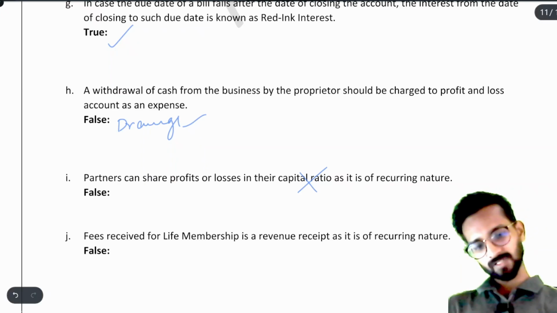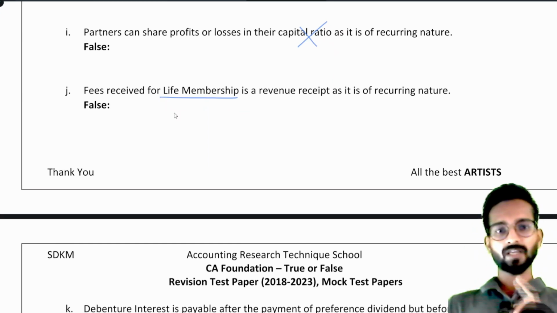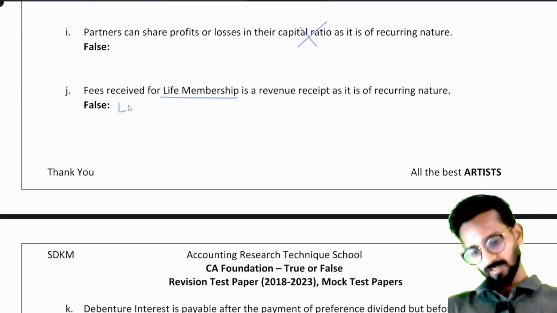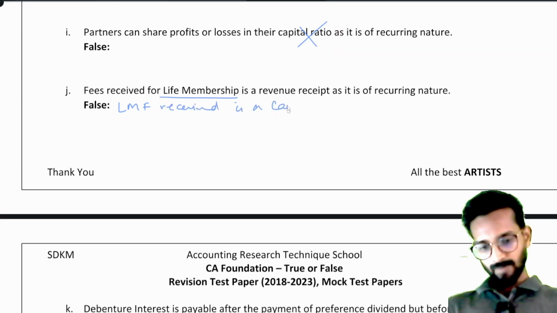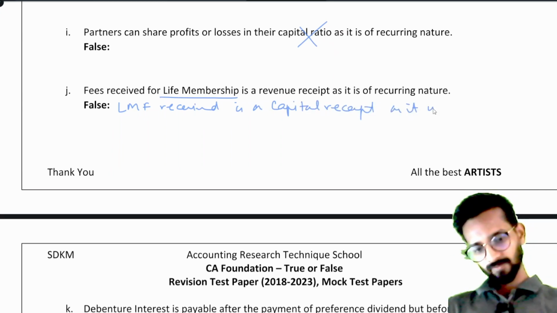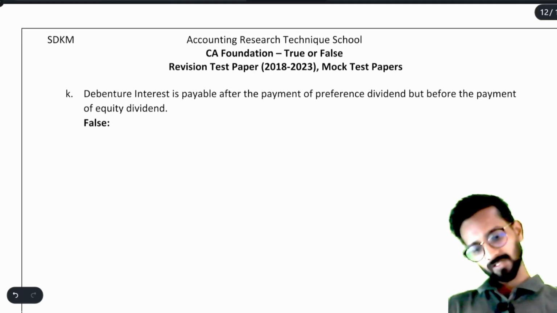Fees received for life membership is a revenue receipt as it is of recurring nature. No, see, they are saying fees receipt is for life membership. Okay, so if it is for life membership, why is it a revenue receipt? It is one time fees, so it is a capital receipt. You will write here, life membership fees received is a capital receipt as it is of non recurring nature. Understood, okay. Debenture interest is payable after the payment of discussed.